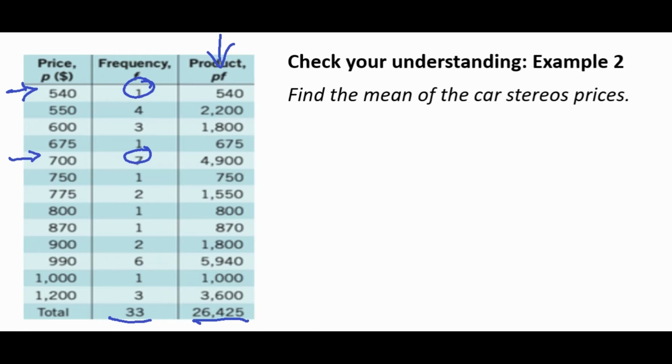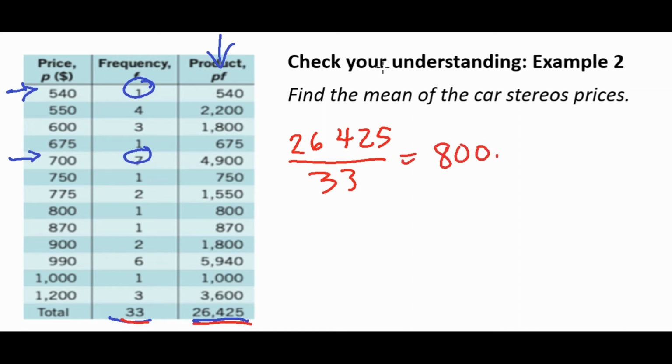To find the mean, all I have to do is take this total piece right here and divide it by the number of data samples. So this is going to be $26,425 divided by the 33 different stereos. That should be $800 and about 76 cents, approximately. That is the mean that we're looking for.